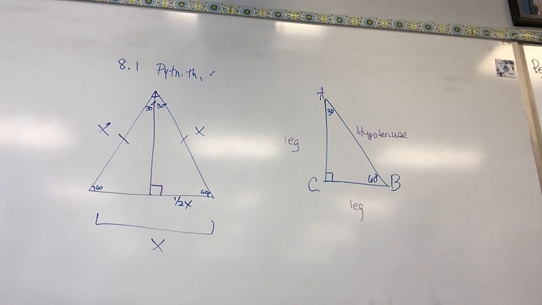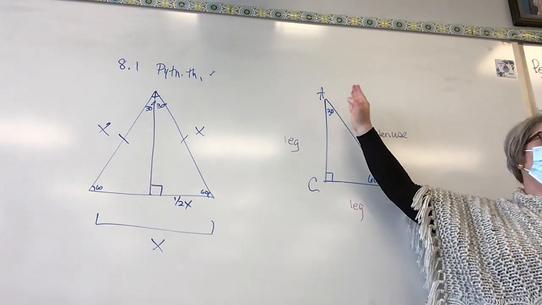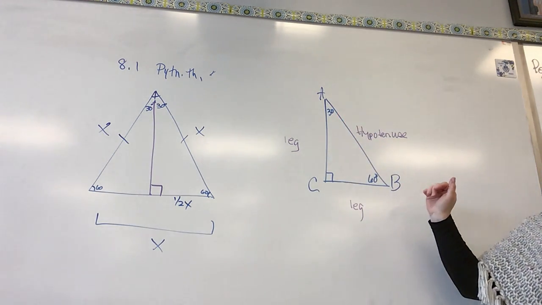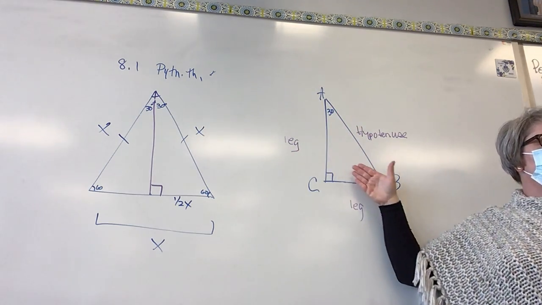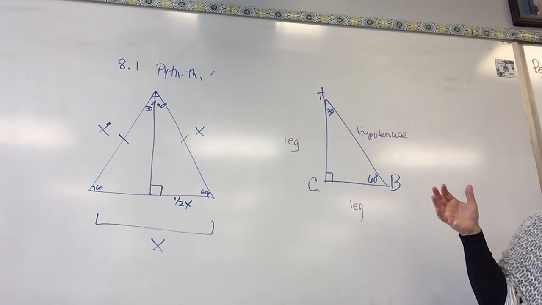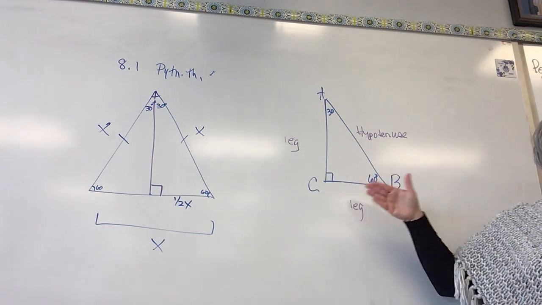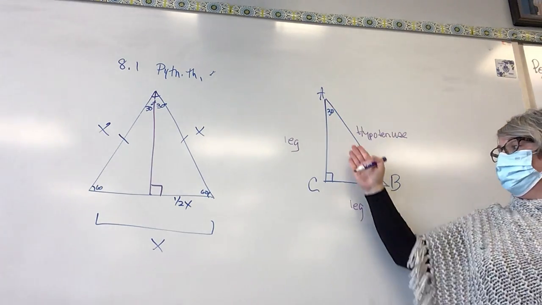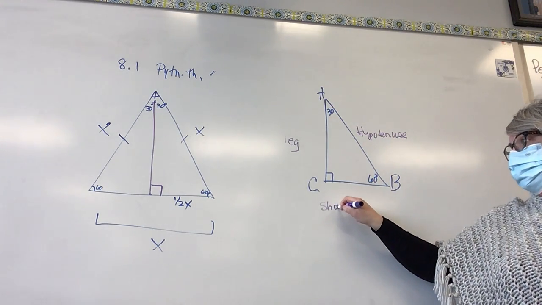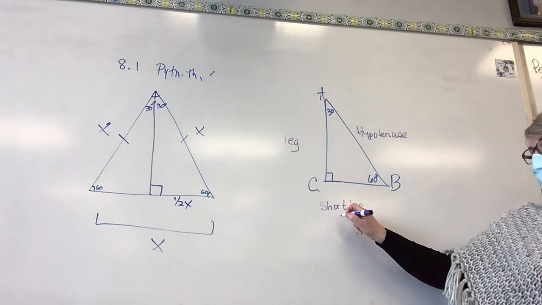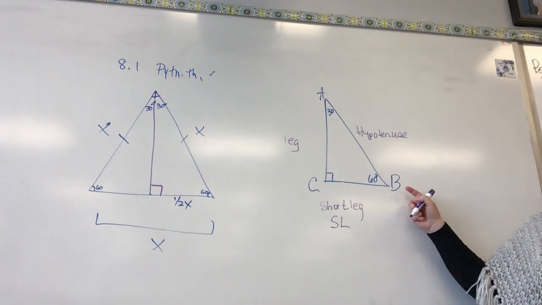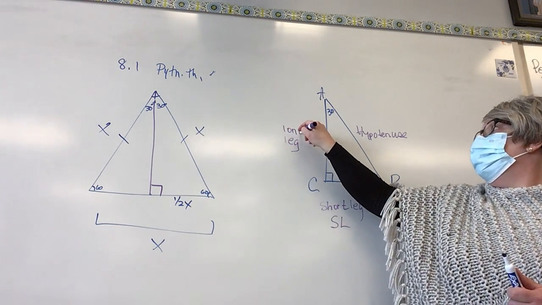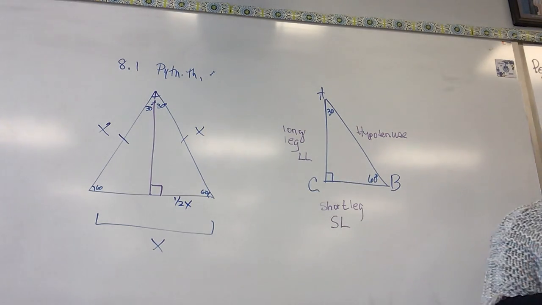I don't know if you know this or not, but if you have a 30-degree angle and a 60-degree angle, the side opposite the 30 will be shorter than the side opposite the 60, only because the 60 is bigger. So the side opposite the 60 will be longer. So across from the 30, he will always be known as the short leg, or SL. And across from the 60, he will always be known as the long leg, or the LL.